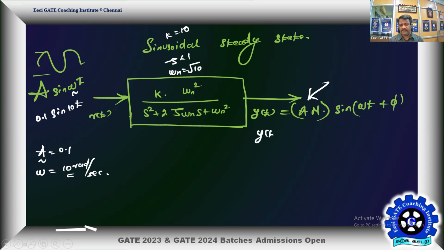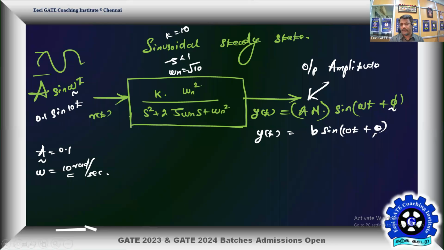Because y of t is given as what for the sinusoidal component? B sine 10t plus theta. That's how it is mentioned. But theta is not given, so we need not find the phi. Let us focus only on the amplitude, the output amplitude.